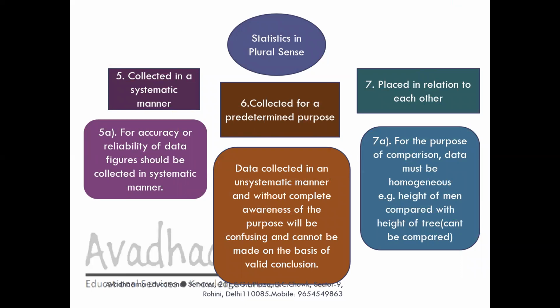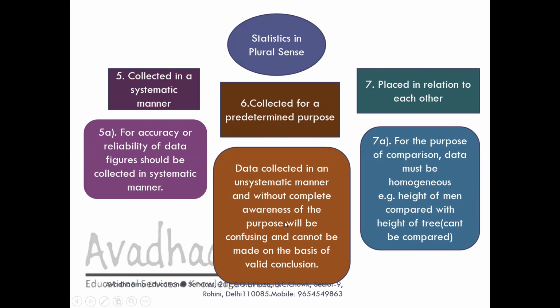So that data should be collected for some predetermined purpose and that data should be placed in relation to each other. For the purpose of comparison, data must be homogeneous. If I have to compare some data, then obviously homogeneous things can be compared, not heterogeneous. So the height of men can be compared with the height of men, but you cannot compare the height of men with the height of trees. So data should be placed in relation to each other.